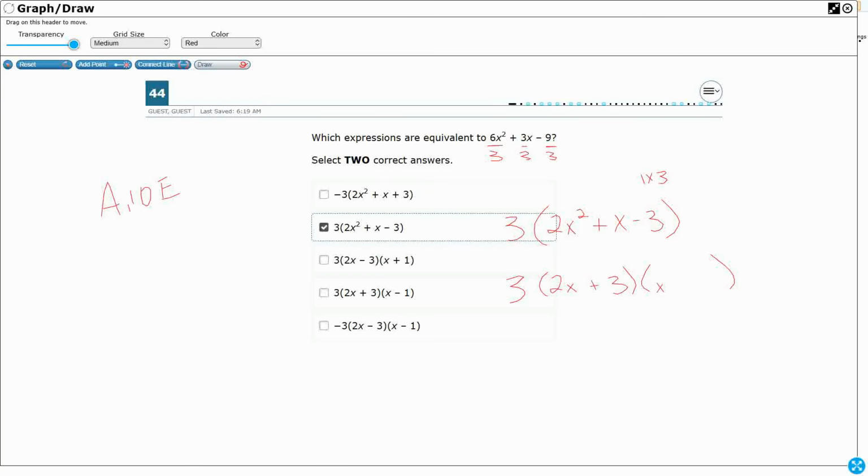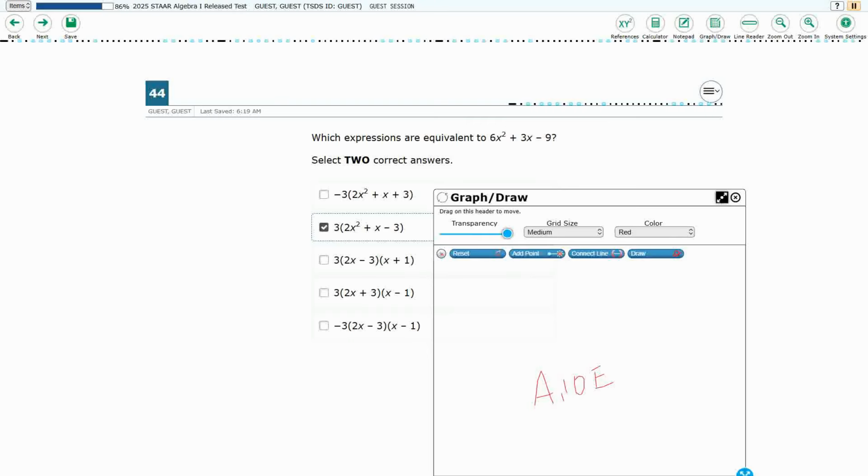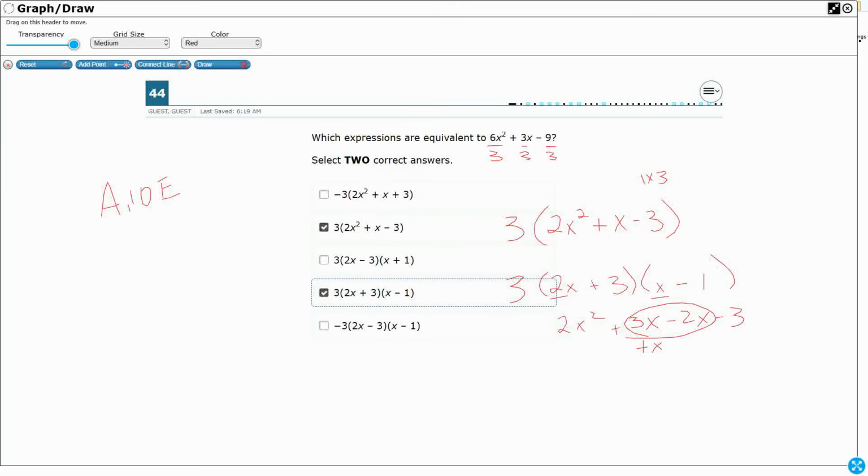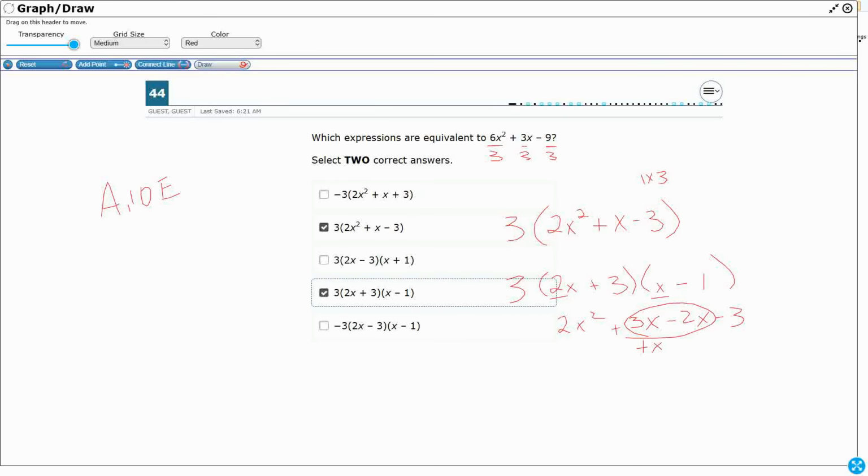right? And so look what happens if we do this. So we need this to be negative. So 2x squared, that's the first, the inner 3x, outer minus 2x, and then last minus 3. So that gets us that positive x that we're looking for. So that's going to be our second correct answer, these two binomials with the 3 on the outside. So we're simply factoring that 2-point problem.